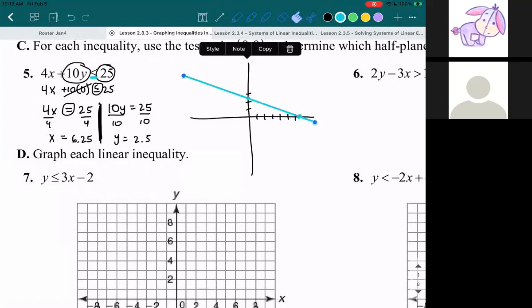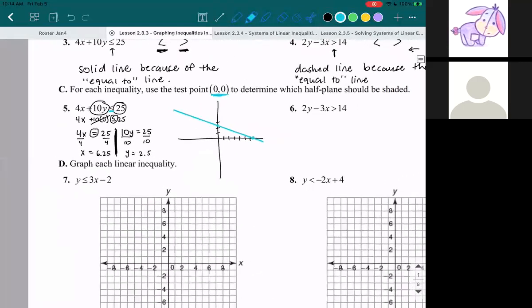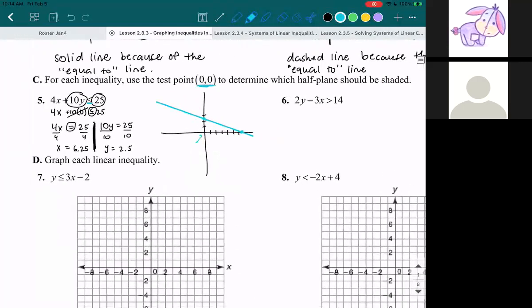There we go. Okay. So now that we've graphed that with a very rough sketch, remember this is not perfect, it's fine. Notice how it says we're going to use the test point (0, 0) to determine which half plane should be shaded. So where is (0, 0)? (0, 0) is the origin. It's right over there. We are going to see if this point should be shaded or not. Is this part of the shaded region?